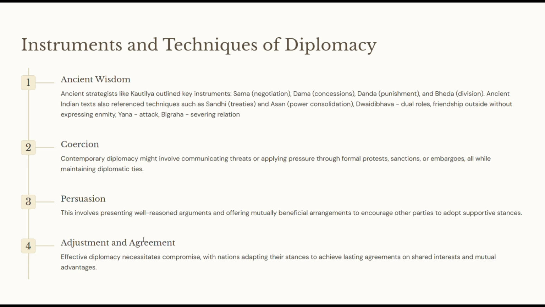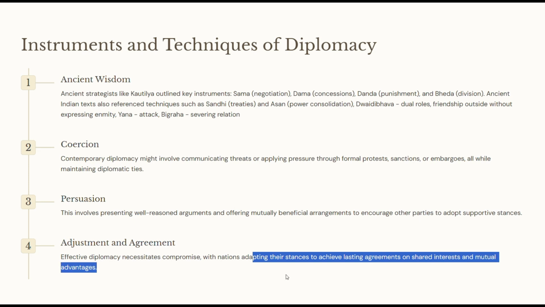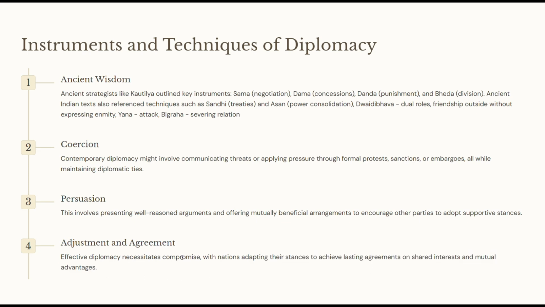And there are adjustment and agreement techniques. Effective diplomacy necessitates compromise, with nations adapting their stances to achieve lasting agreements on shared interest and mutual advantage. So the agreement should be a win-win situation for both the parties or the parties involved.